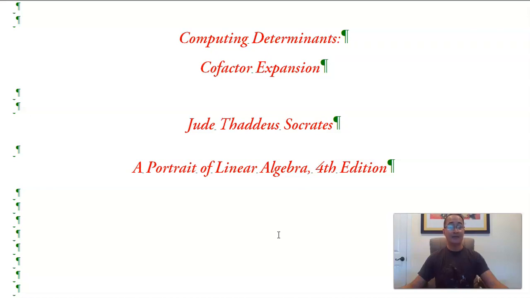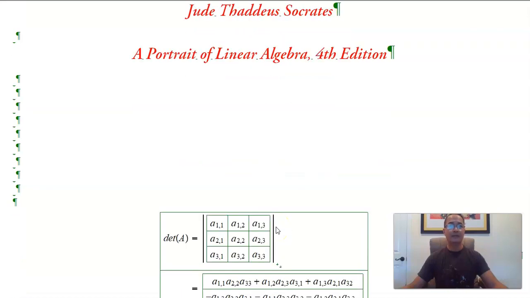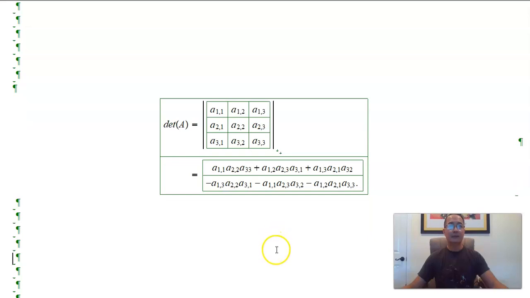Our video for today has exactly one topic, and it is a method by which we can compute determinants. And that method is called the cofactor expansion. So let me show you the idea. We can see it when we look at the formula for the 3x3 determinant.